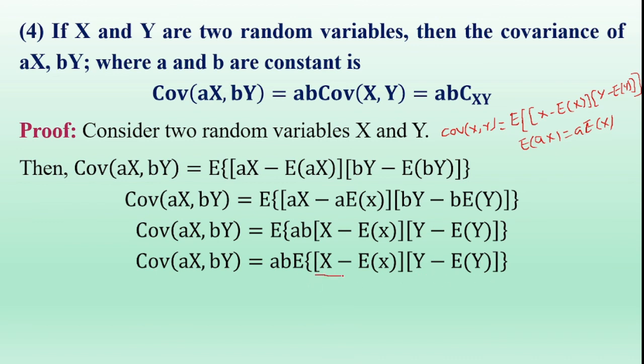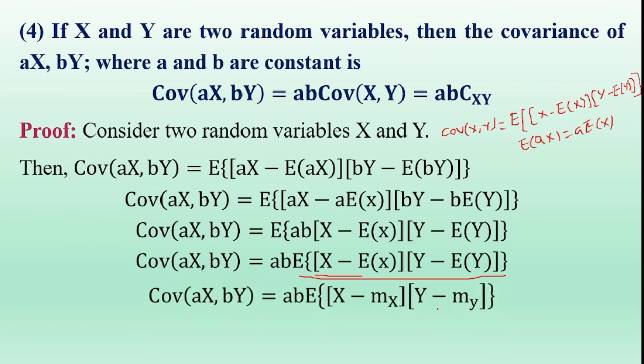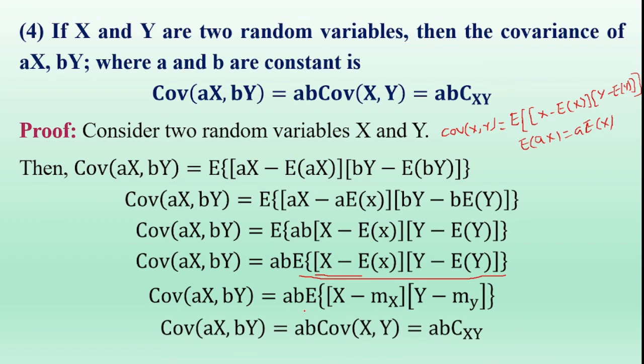This term is the covariance between two random variables. Therefore, covariance of aX comma bY is equal to ab covariance of X comma Y. So these are some important properties of covariance of the random variables X and Y.